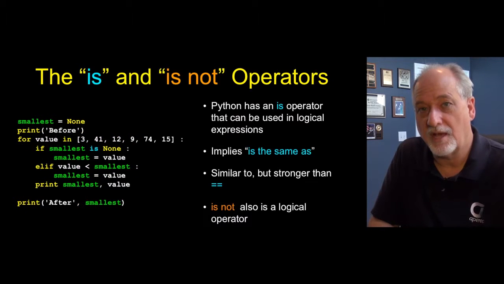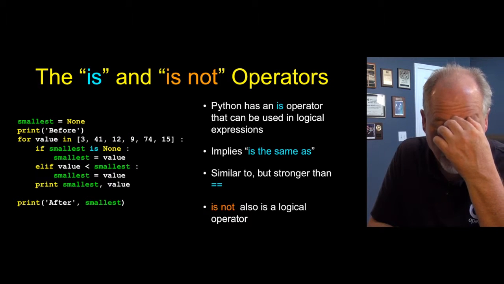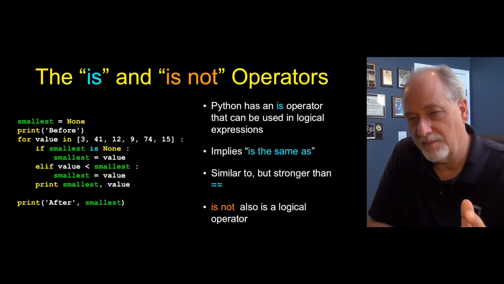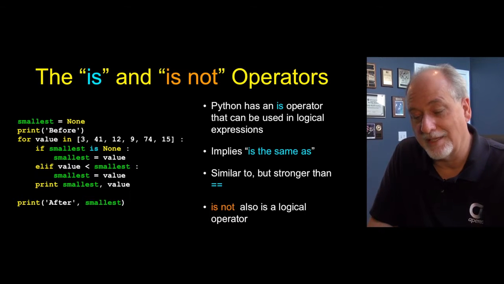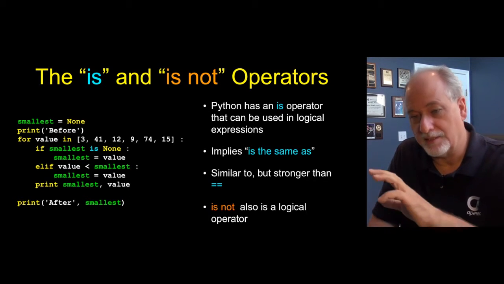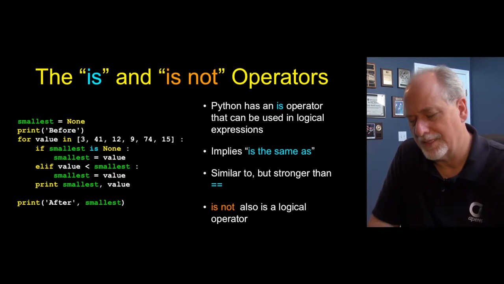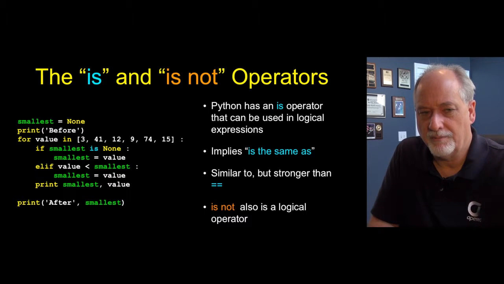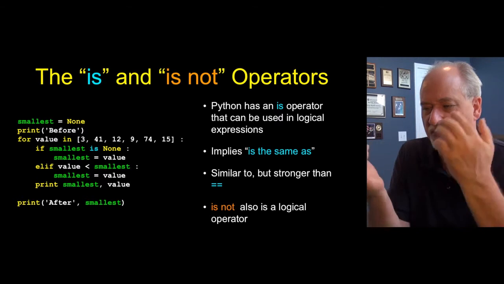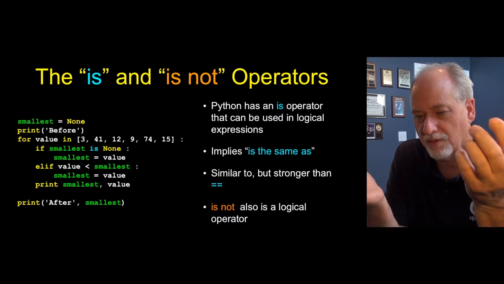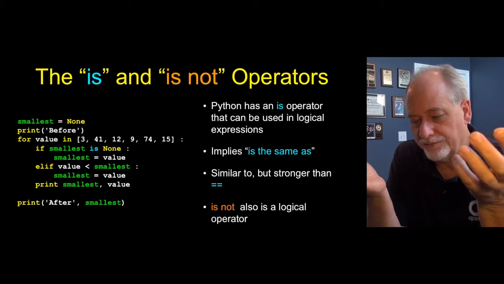So the is and is not operators are very useful in Python. You can think of them as like the double equal sign. They're asking a question, and blank is blank returns a true or a false. It is stronger. Double equal says, are these things equal in value?